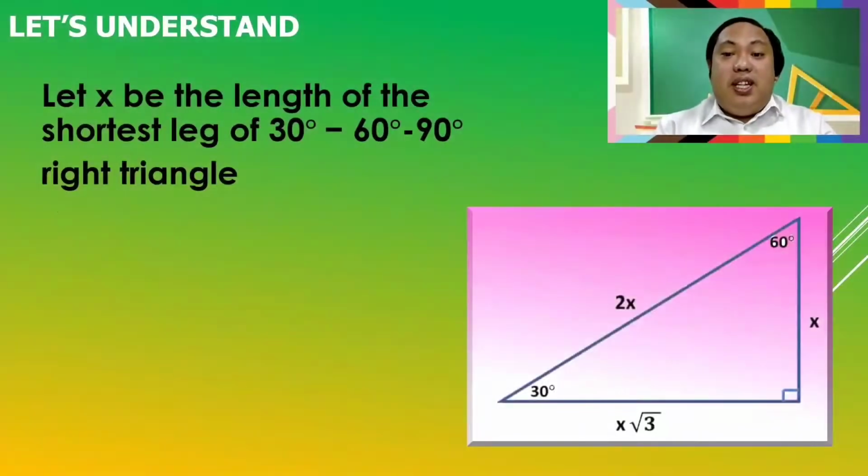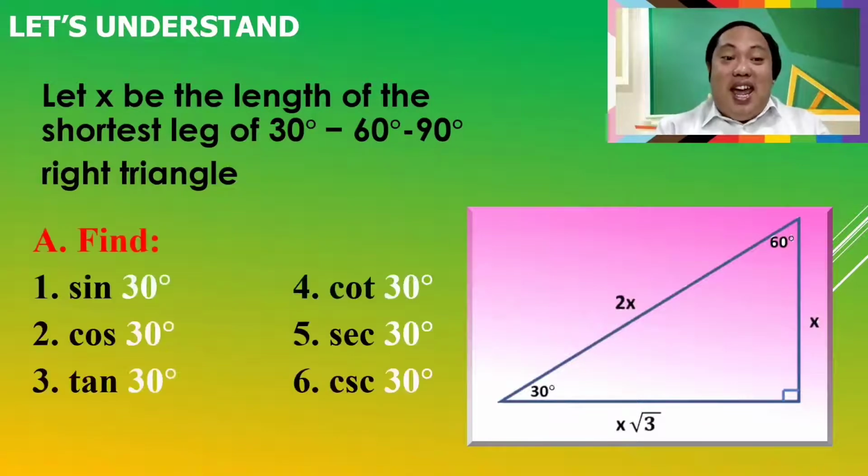Now, let's have the 30 degrees, 60 degrees, 90 degrees right triangle. Let x be the length of the shortest leg of the 30 degrees, 60 degrees, 90 degrees right triangle. For A, we're going to find number 1, sine 30 degrees, number 2, cosine 30 degrees, number 3, tangent 30 degrees, number 4, cotangent 30 degrees, number 5, secant 30 degrees, number 6, cosecant 30 degrees.